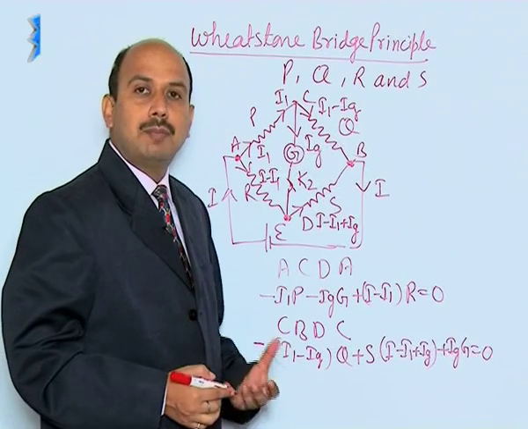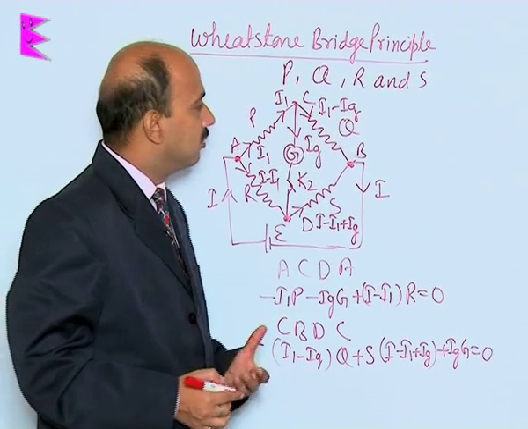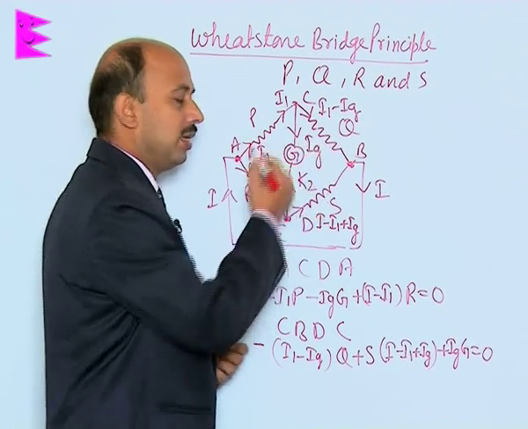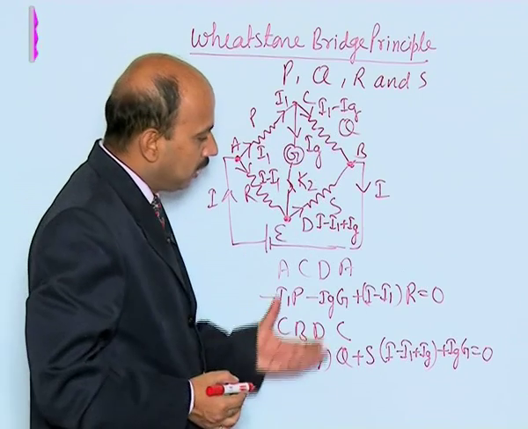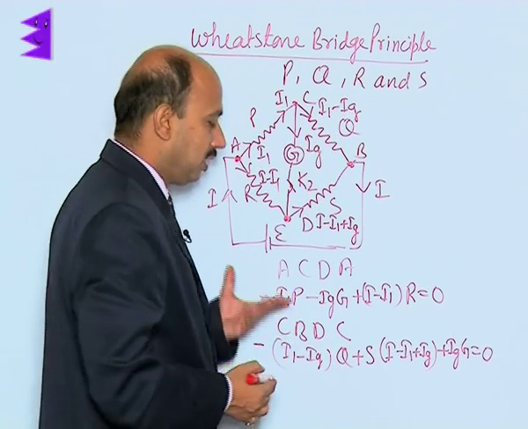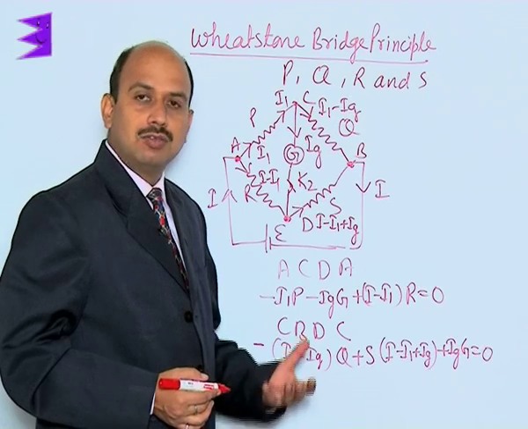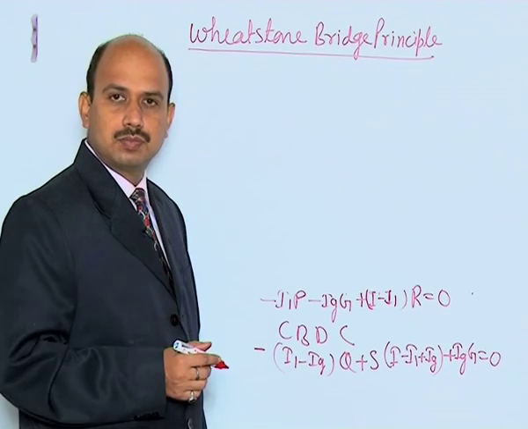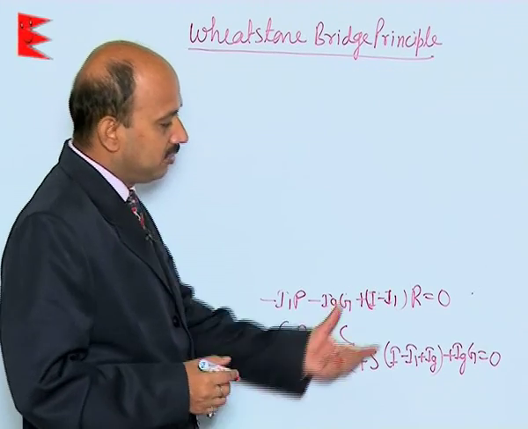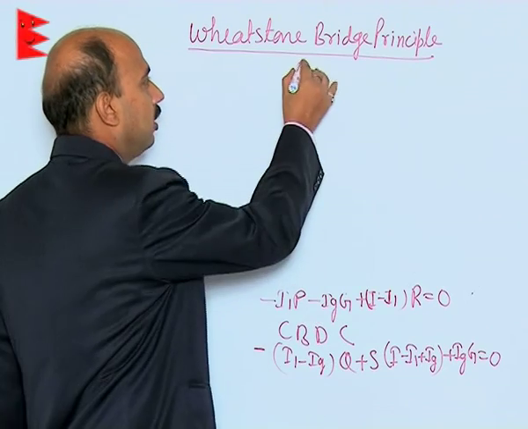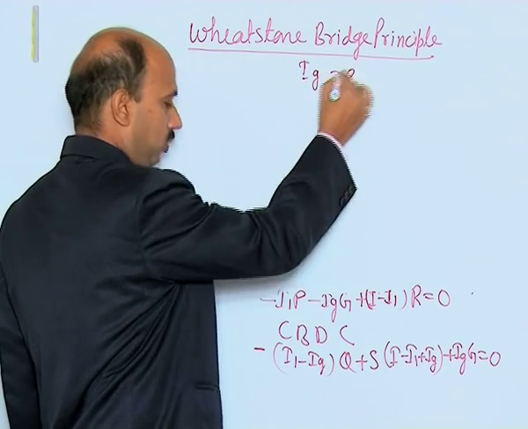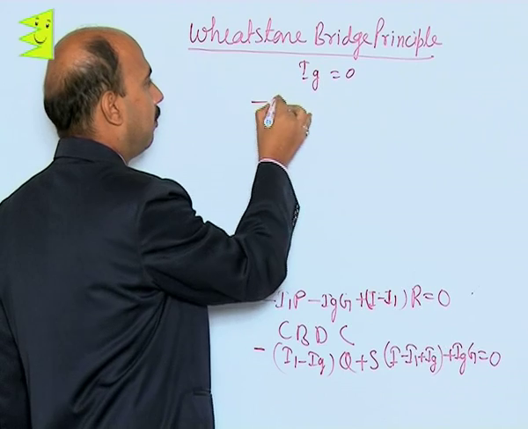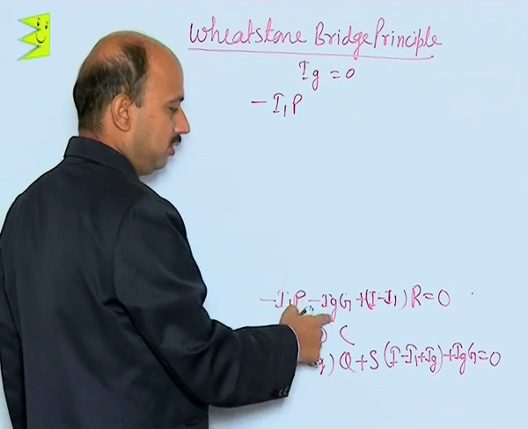But see here, in the balanced condition, when the bridge is balanced, the current through the galvanometer is 0. So now we have to put Ig equal to 0 in these equations and then solve them. If I write Ig equal to 0 in these two equations, this one will become minus I1P, and this is 0.